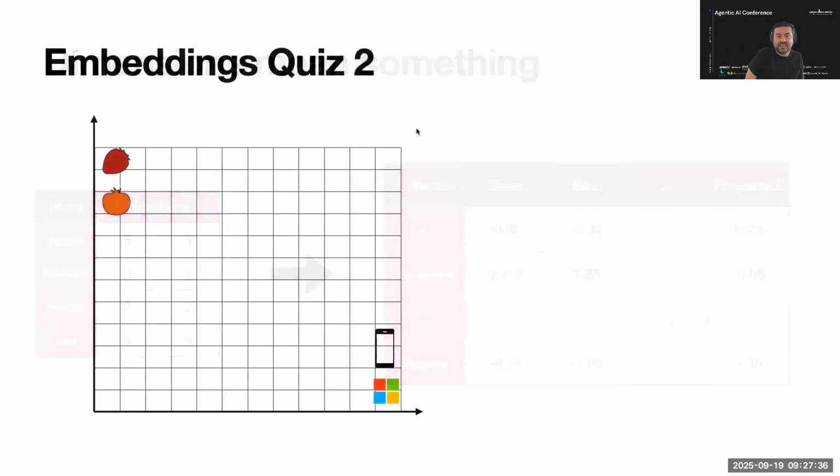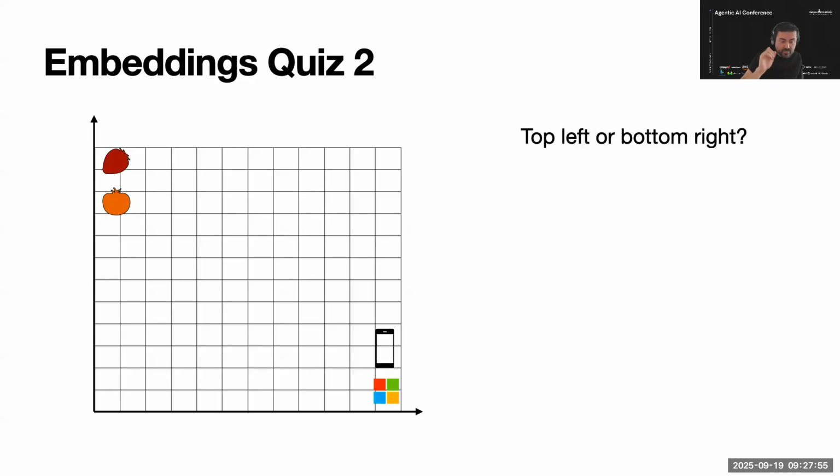So you did so well in quiz 1 that we're going to go to quiz 2, right? And quiz 2 is basically a rapid fire. Here I have a strawberry and an orange, and here I have a cell phone and the Windows logo. And you're going to tell me if the words go in the top left or bottom right. You can say top or bottom. So for each word I tell you, you say top or bottom. Again, you can say it, you can type it, or you can signal on the screen.